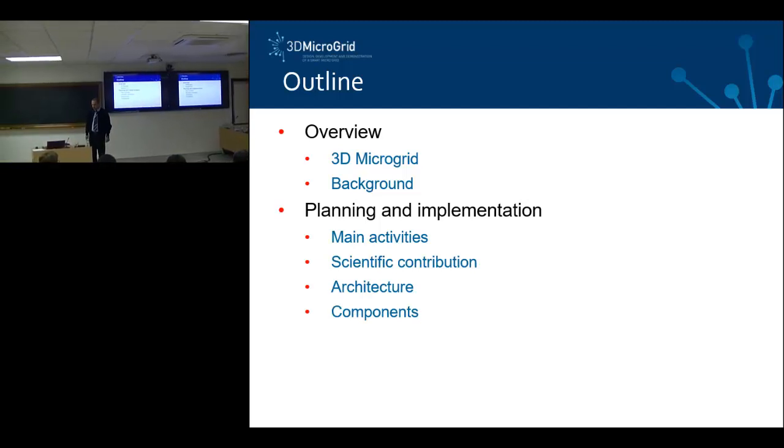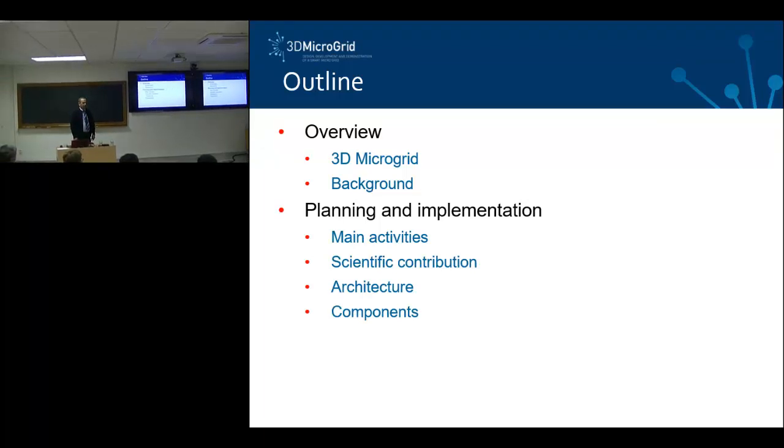I'm going to give you an idea or summary of the activities of the project, some scientific contribution in the microgrid context, the architecture that has been proposed by our colleagues in the project of the 3D microgrid, and we will discuss some of the components that we have achieved so far in this context.